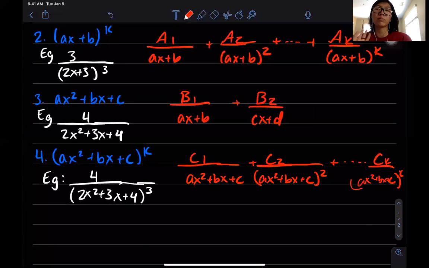So just remember, the biggest takeaway from this is when you have a power in the denominator, you have to count up to that power. And every time you count up to that power, you're going to have different numerators for each of your fractions. Also remember that for partial fractions, we can only really do this if your numerator is a smaller degree than the denominator. So if your numerator has a higher degree than the denominator, you have to use synthetic division or long division, whichever you prefer, to make it so that your degree on top is smaller than the degree on the bottom.